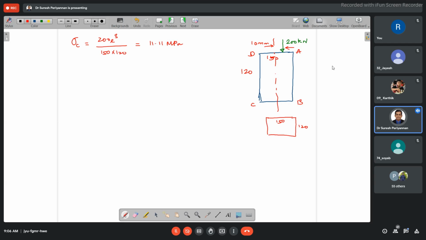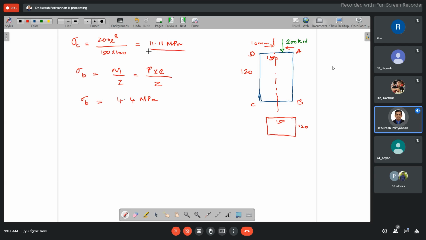What is the bending stress here? Sigma B is equal to M by Z. Z is B D square by 6, that is B D cube by 12 divided by D by 2. Then when you substitute, M is nothing but P into e, so P into e by Z. Then you are going to get sigma B equal to 4.4 megapascal. Now, which one is more in magnitude?